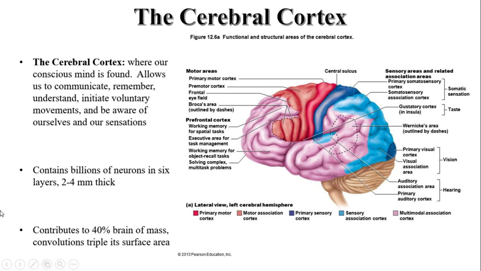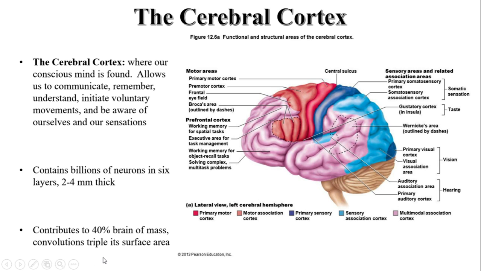It contains billions of neurons in 6 layers, 2 to 4 millimeters thick. Depending on the book you use, it could be 2 to 4 millimeters thick. Some say 1.5 millimeters to 4.5 millimeters. So it just depends on the book. A lot of these numbers depend on what book you're reading.